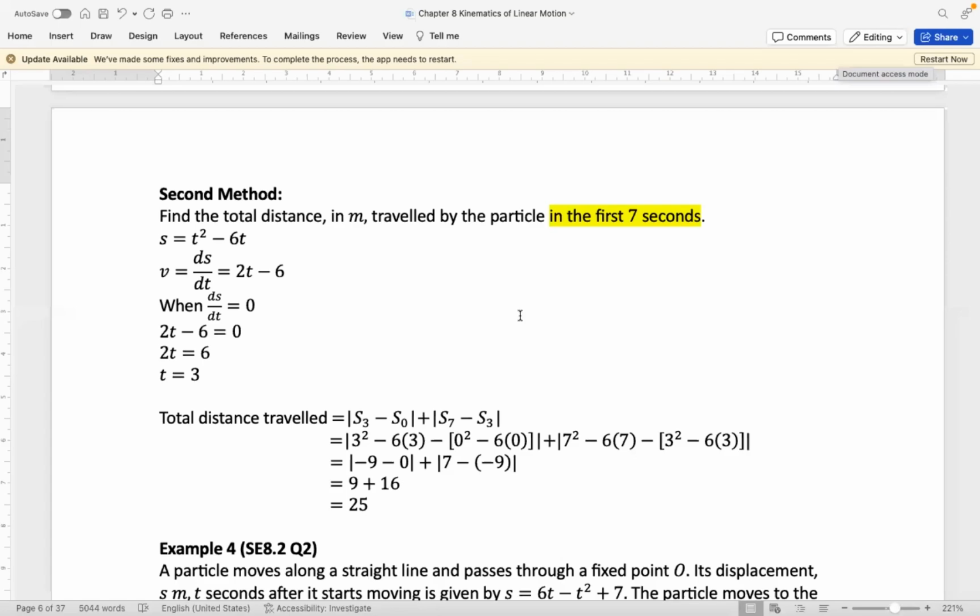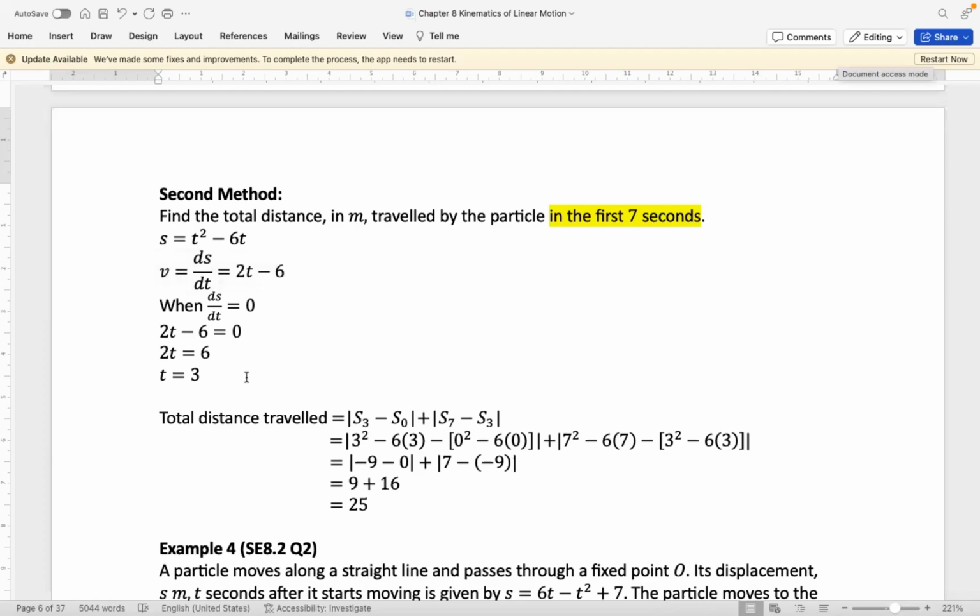Another method to find the total distance traveled by the particle will be, we can identify when the particle changes direction first. Okay. When a particle stops or changes direction, velocity will be equals to 0. So we have an equation s equals to t squared minus 6t. To get velocity, we just need to do differentiation of displacement. So we do ds/dt. Then we get answer 2t minus 6. Okay, so when v equals to 0, that means ds/dt equals to 0. We have answer t equals to 3.